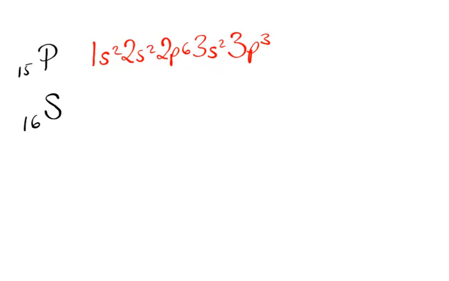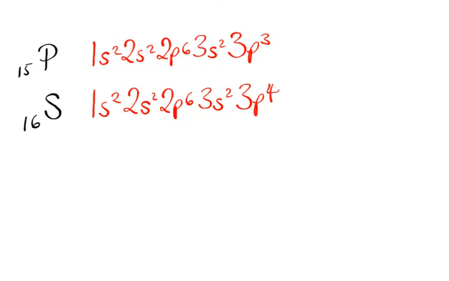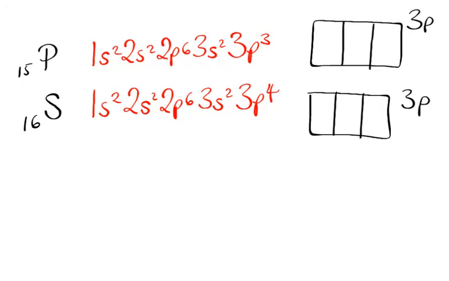For sulfur, 16 electrons, 1s2, 2s2, 2p6, 3s2, and now it's 3p4. So unlike with magnesium and aluminium, we're looking at the same subshell. So to help us explain this, let's have a look a little bit more closely at the 3p subshell and how that will be filled with electrons.